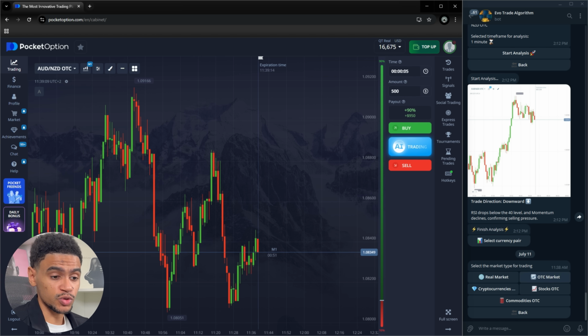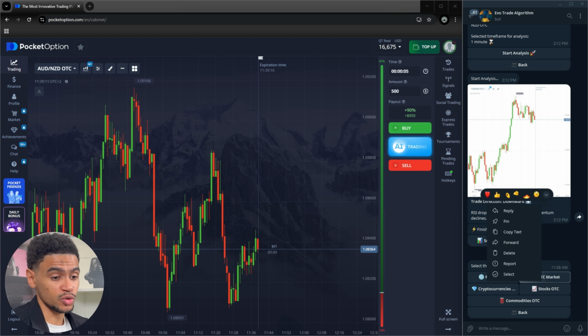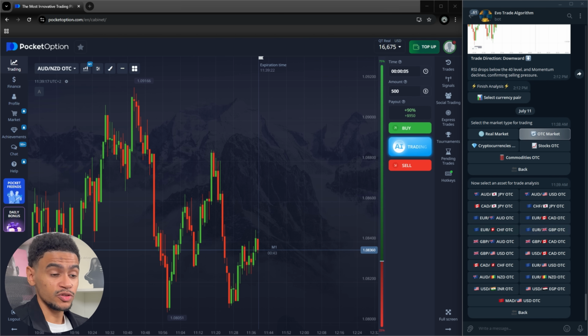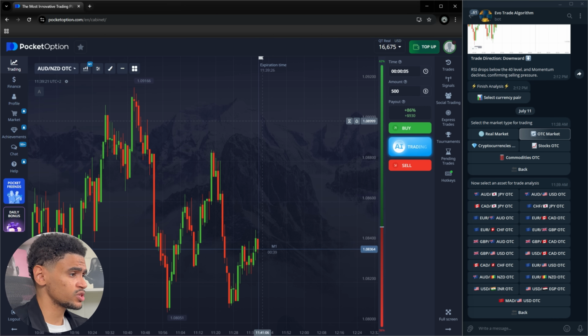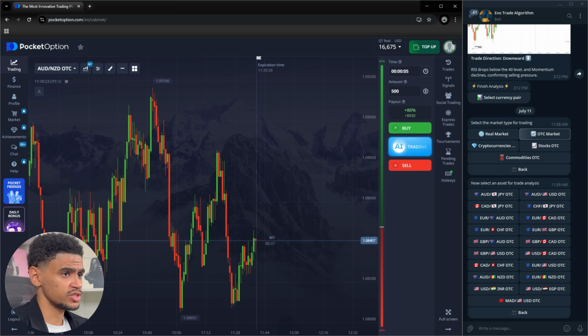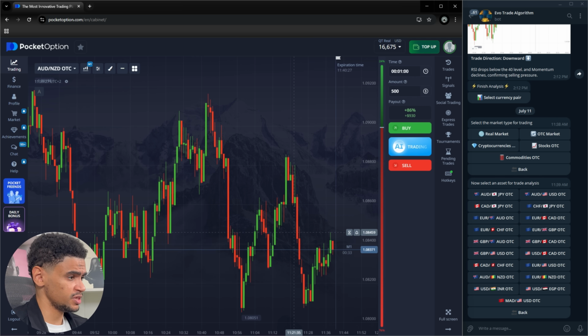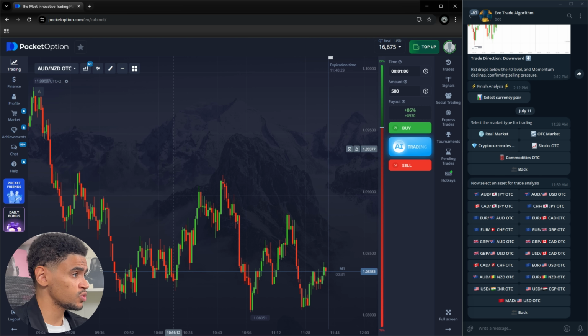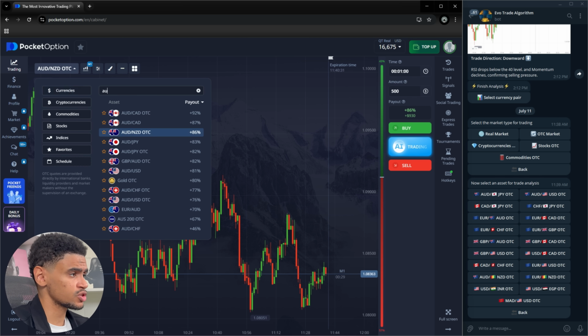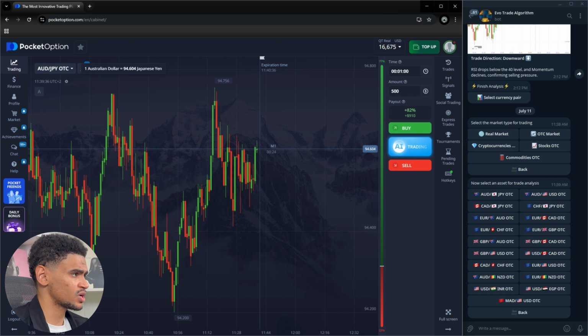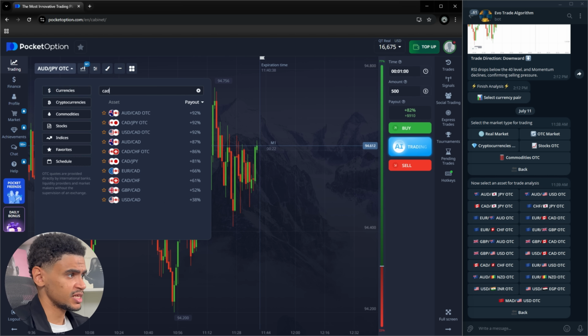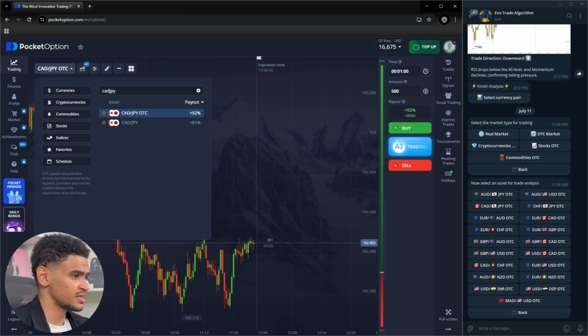So first thing that we do, we're gonna go on OTC market here, because I want to trade on OTC market, and you have a list of assets that you can select from. Now you have to select an asset with a good payout. Of course, I could go on Australian dollar, New Zealand dollar. However, this is a bit too choppy for me, and it's also sideways movement, which I don't really want to trade on. So let's go one by one, see what we can get. 82%, also kind of sideways movement. So let's keep going until we find something good.